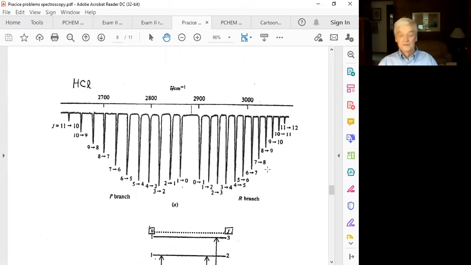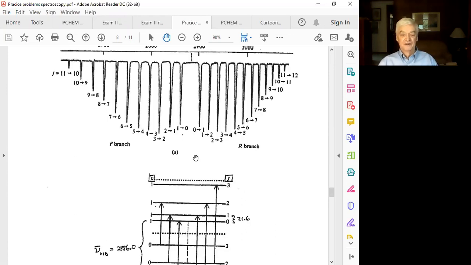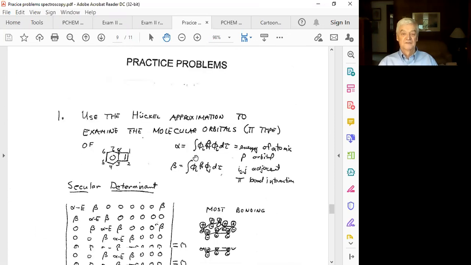You might see a spectrum like this. Understand the labeling here, and be able to use a spectrum like this to determine rotational constants or vibrational frequencies. Whatever I might not ask you on this exam, you might see again on the final as such.